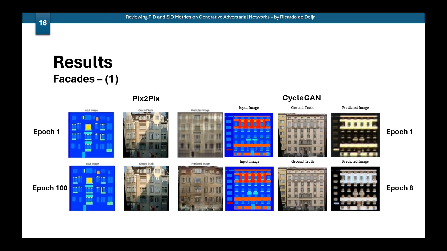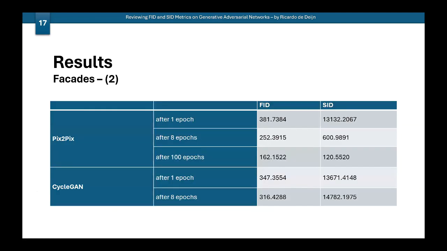Unfortunately, due to time constraints, we didn't have enough time to train 100 epochs on CycleGAN, and 8 was the max we could go for. But for our objective to measure FID and SID, it's irrelevant, because you just want to see how well it does between the metrics.